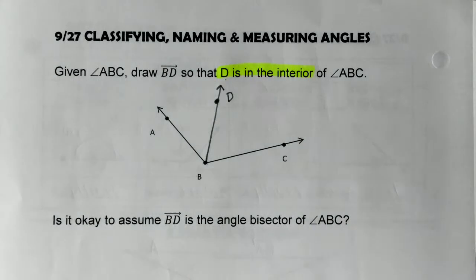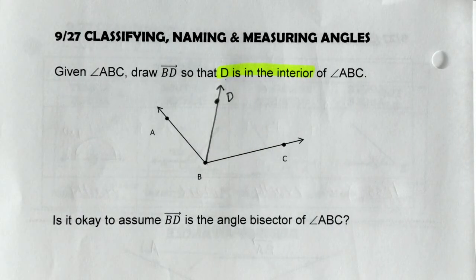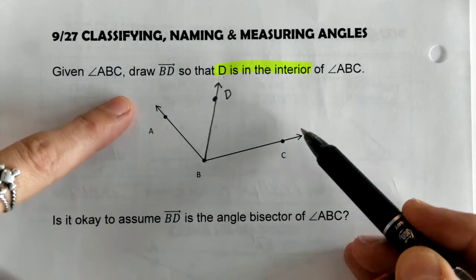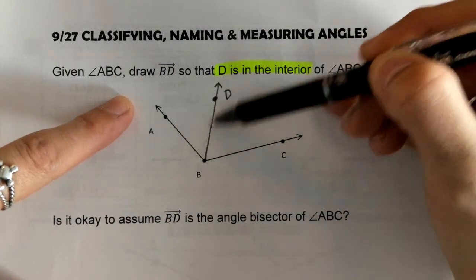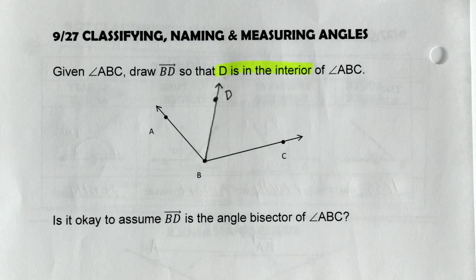And what we want to see here is, how many angles do I have now? Very good. We have 3. We still have the original angle ABC, but now we've created 2 more angles, and we're going to talk more about these angles here in a moment.